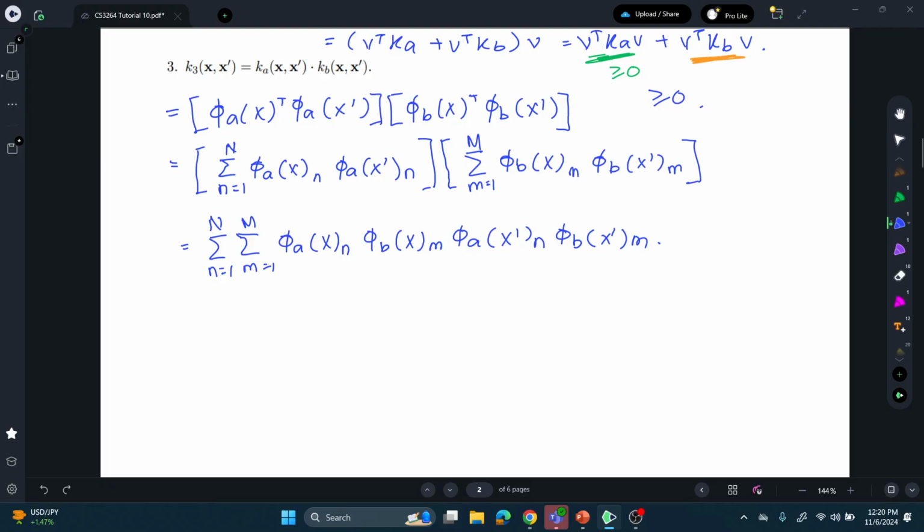Now the moment this happens, I realize that once I combine them into a double sum, I can combine these two things together.